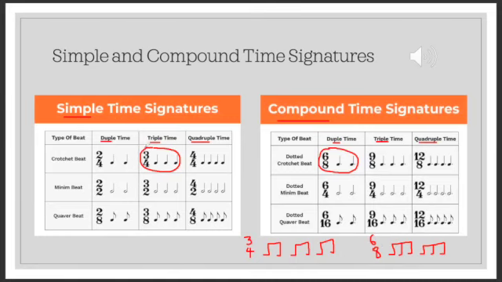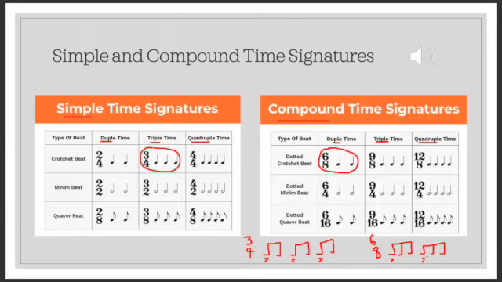The fact is, 3/4 is simple triple, which means that there are 3 main beats in a bar, and that's how we should feel the music. Whereas 6/8 is compound duple, meaning that there are only 2 main beats in a bar. So this gives a very strong difference between the music written in 3/4 and 6/8.